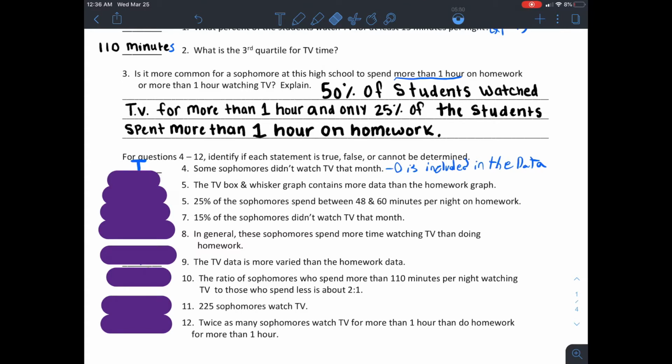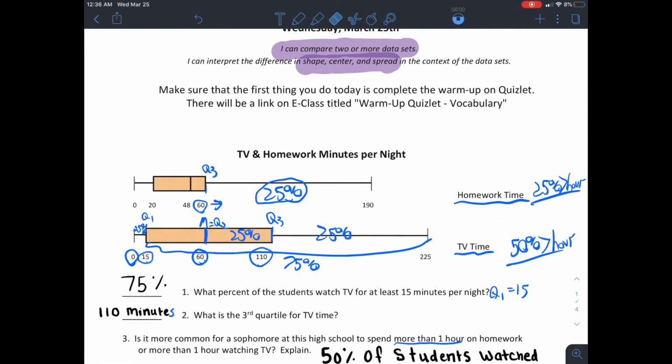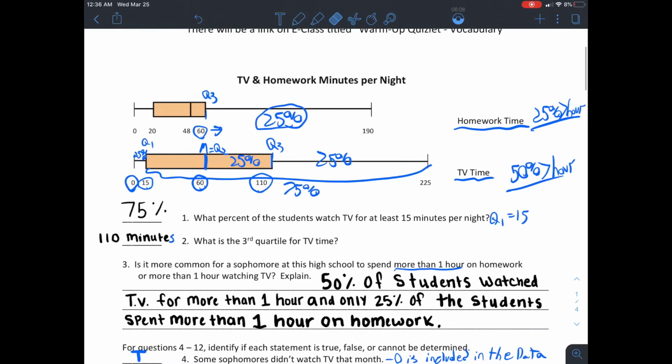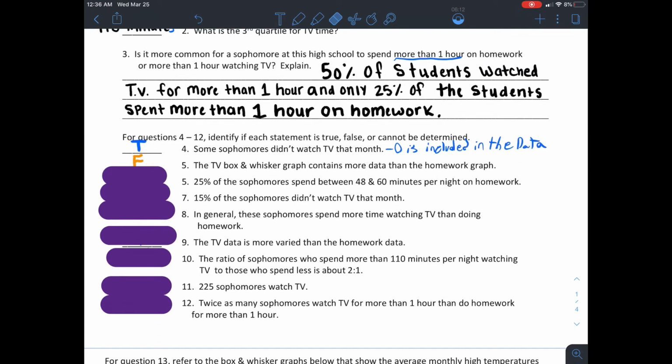Question 5. The TV box and whisker graph contains more data than the homework graph. False. They are both using the same survey sample. However, it is more spread for TV time. There is a larger spread. So that is false, but the spread is larger.